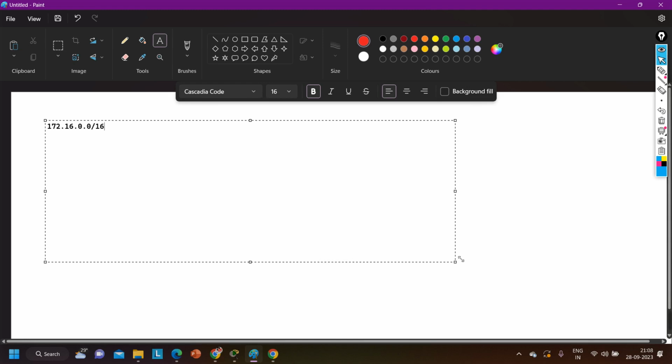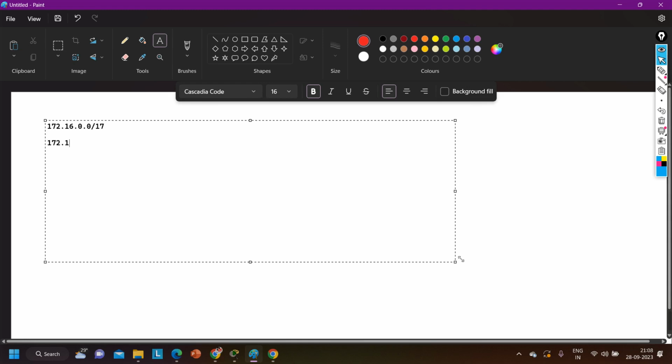What CIDR value will you use? 20. Let's say if I have used CIDR value 17, then how many networks are there? How many bits do I have? Only one bit, right? So two networks are there.